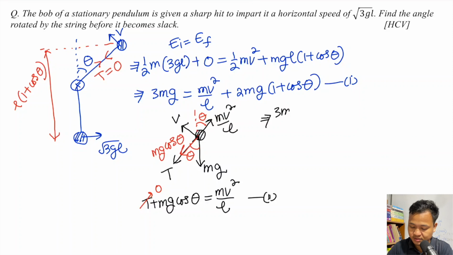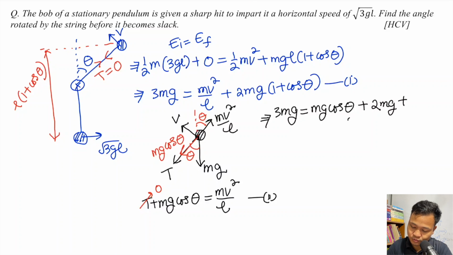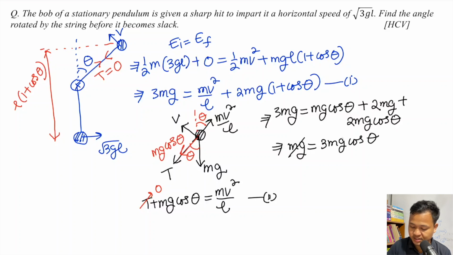So 3 mg equals mg cos theta plus 2 mg plus 2 mg cos theta. That means mg should equal 3 mg cos theta. mg gets cancelled out, so cos theta equals 1 by 3.